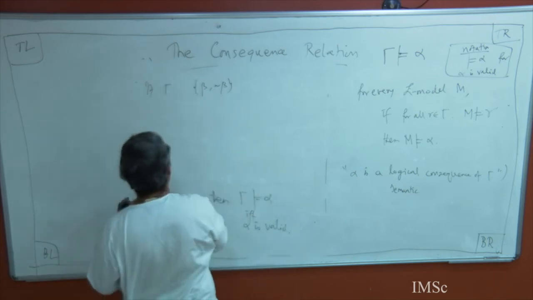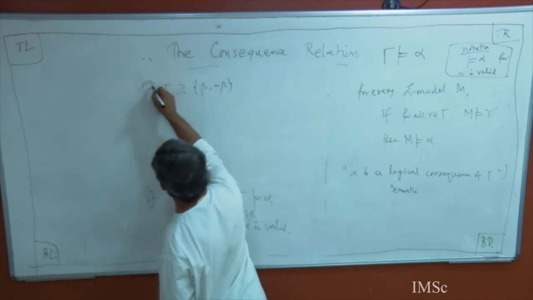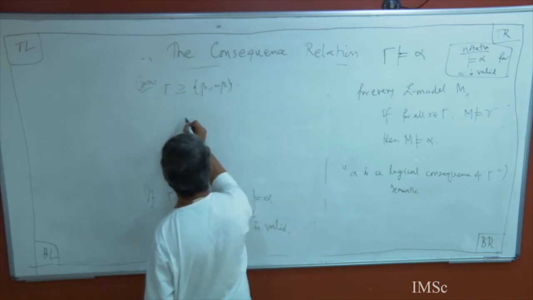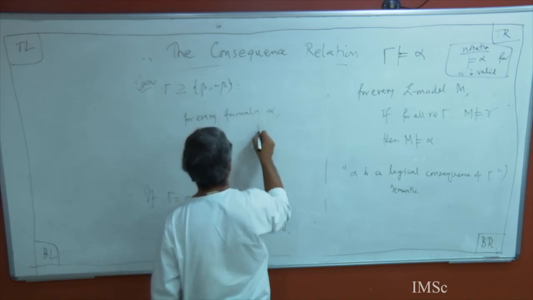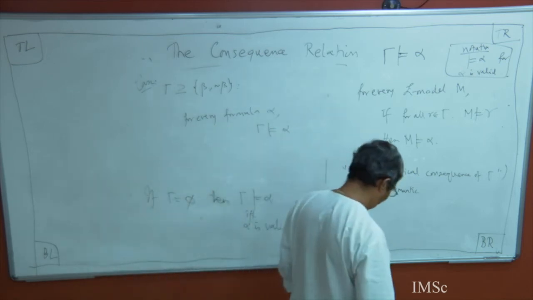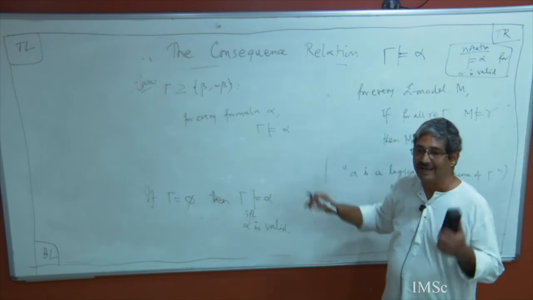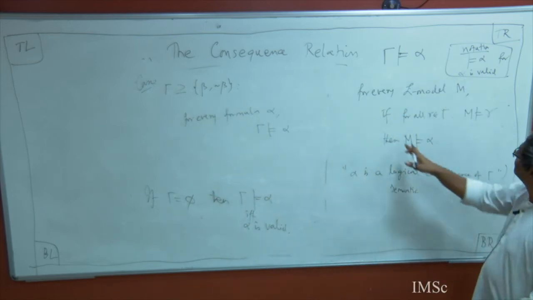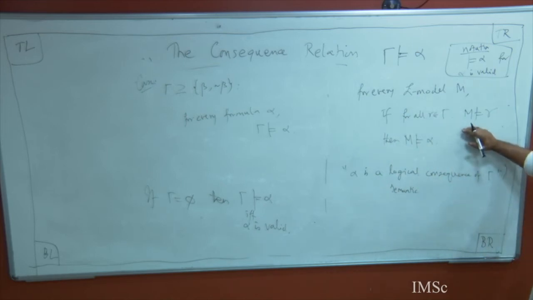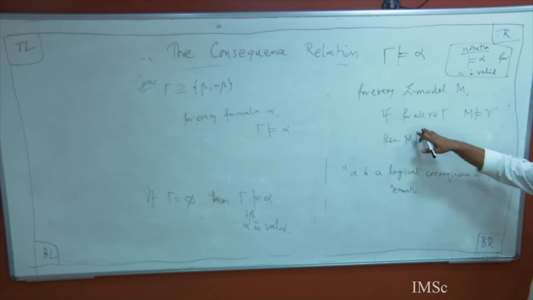I don't need to have equality. Let's say gamma contains a contradiction. In which case we can see that for every model M, for every formula alpha, because again apply the definition. To show this, what should you do? Consider any model M, if it satisfies, well, there are no such models, right? So the implication is vacuously true, because the assumption is false.